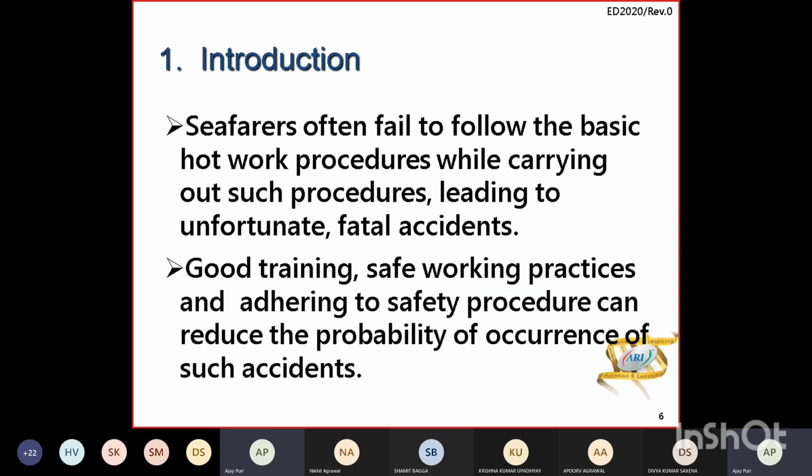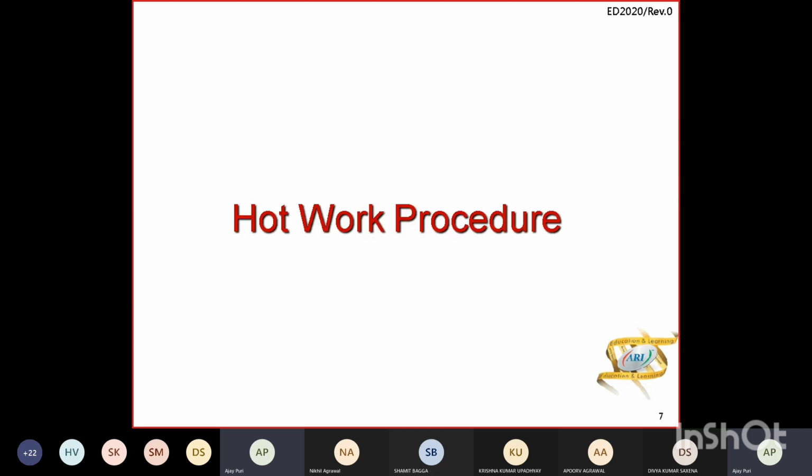So seafarers often fail to follow the basic hot work procedure when carrying out these jobs, leading to unfortunate accidents which are fatal. So you require good training, safe working practices, and you have to adhere to safety procedures so that the probability of occurrence of accidents is reduced.